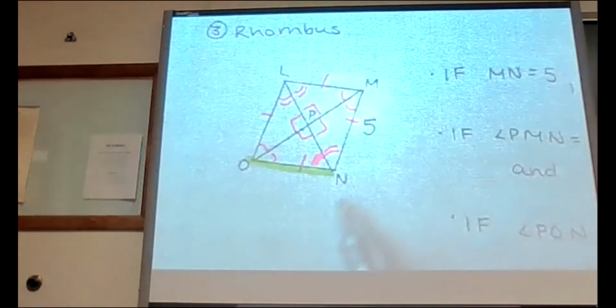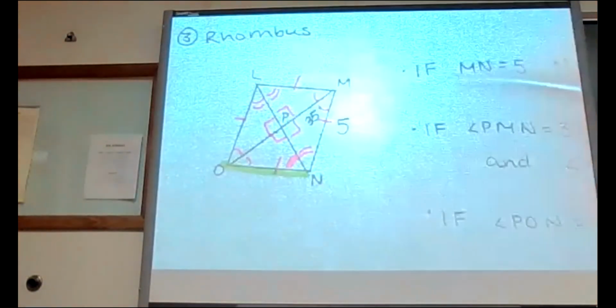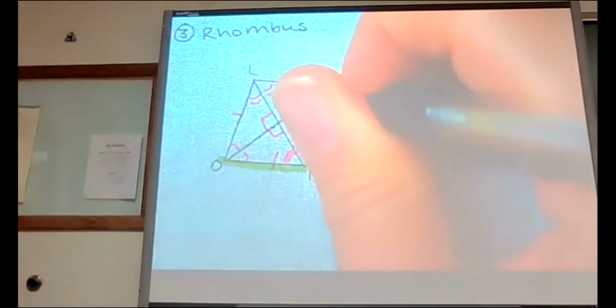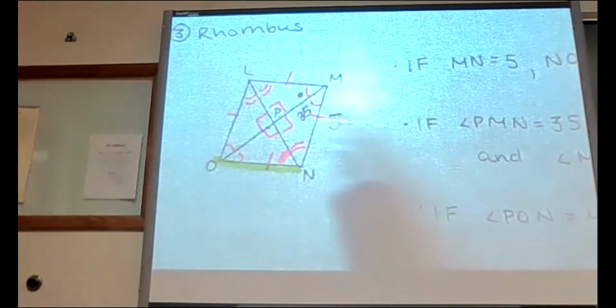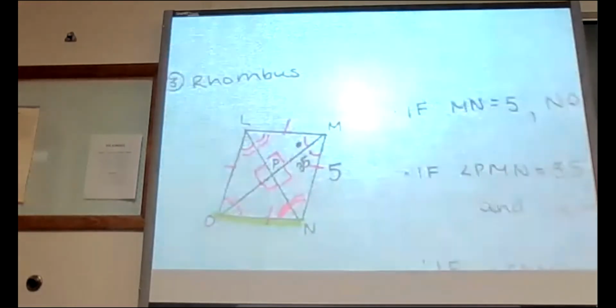PMN. PMN is 35. So PML, which is here, would be 35. It's the other half there, and our angles are being bisected. So this would also be 35.